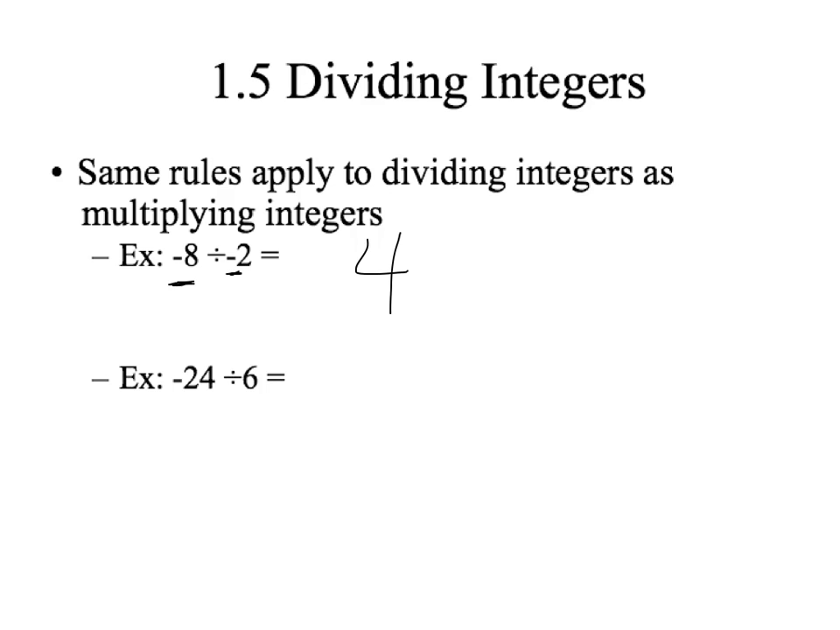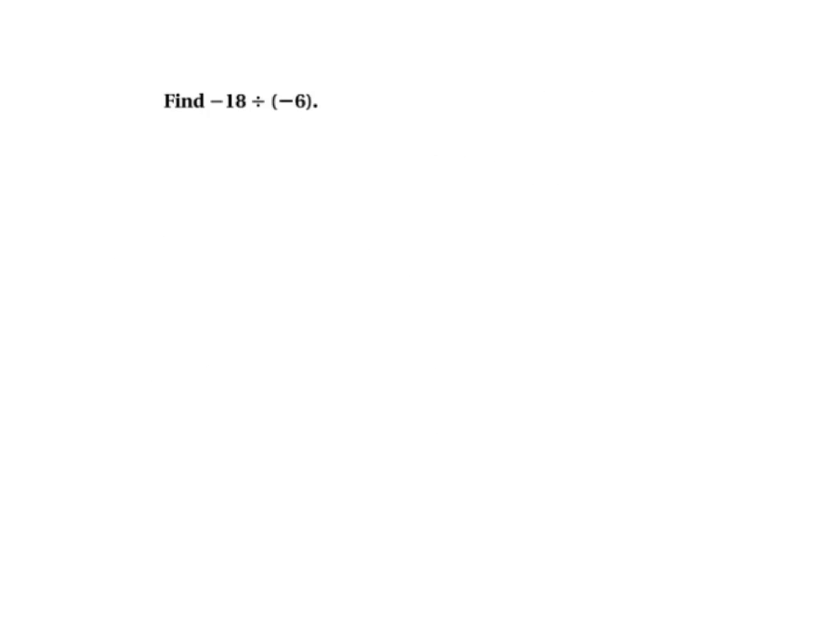In this case, though, negative divided by positive is going to get me a negative answer. 24 divided by 6 is 4. So my answer is a negative 4 in that case. Negative 18 divided by negative 6. So a negative divided by negative will be a positive. And 18 divided by 6 gets me a 3. So it will be a positive 3.